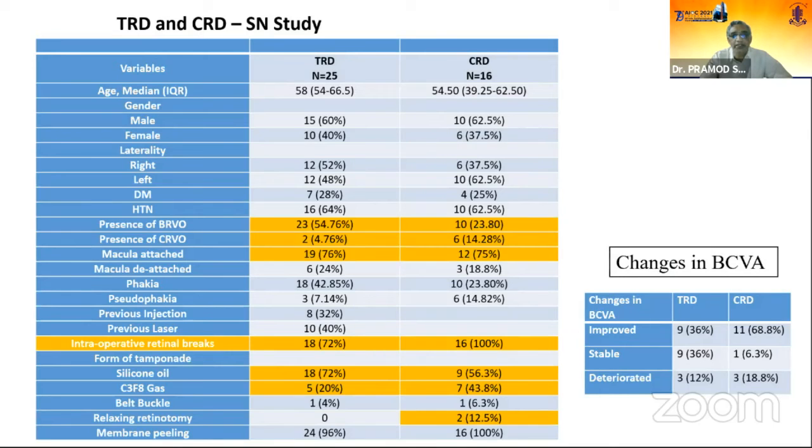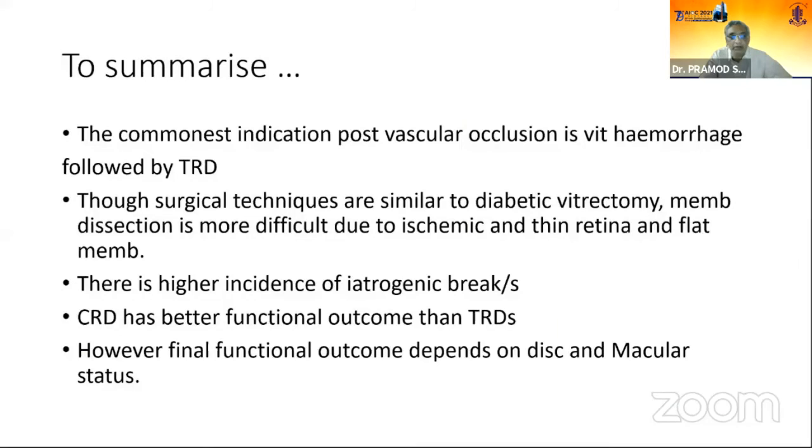Just to summarize, I could pull out the last 2 years, seeing some 25 patients who had TRD and 16 who had CRD. But what we could realize is that almost 100% of cases have an iatrogenic break while dissecting in a CRD, and almost 70 to 75% of cases in a branch vein occlusion while peeling the membrane. But eventually we could get a reasonably good functional outcome, better in a combined tractional rhegmatogenous detachment than the tractional detachment. Probably the tractional detachment may be of longer duration.